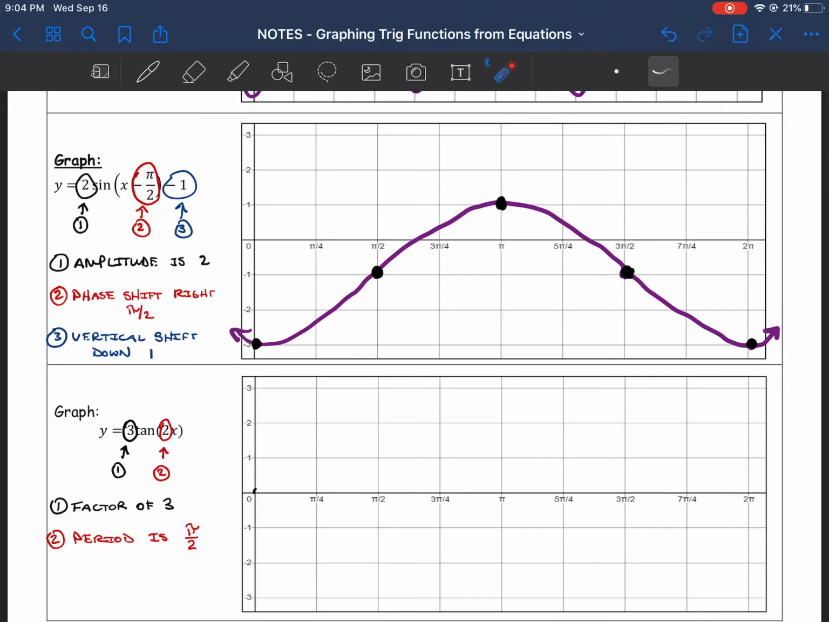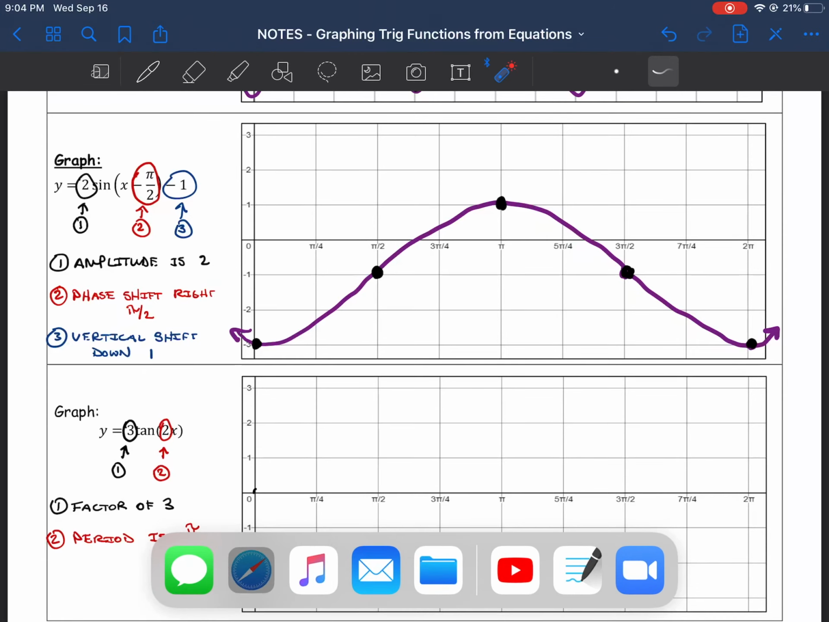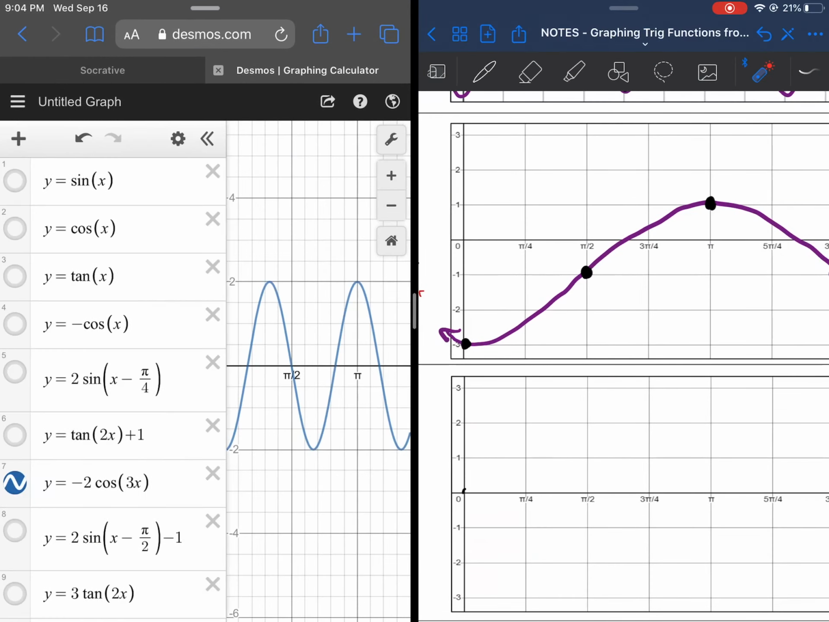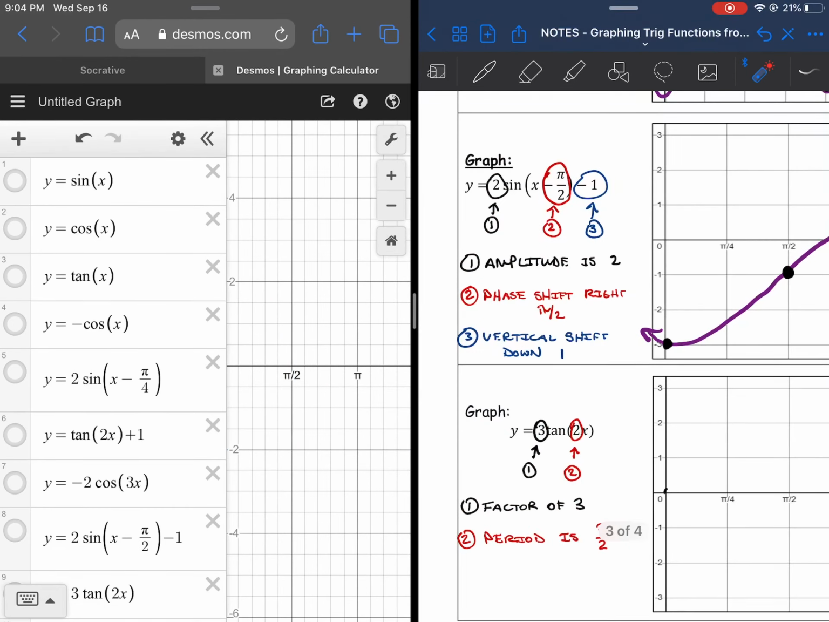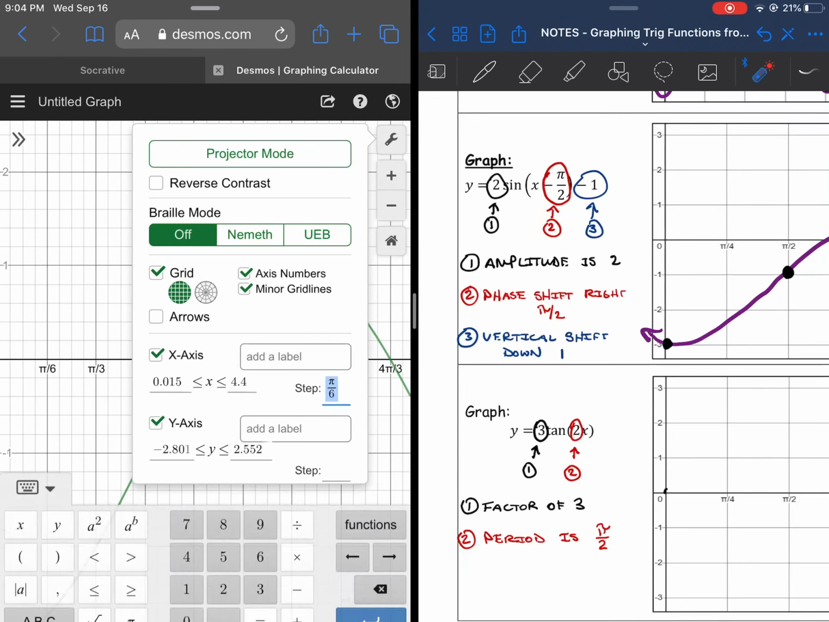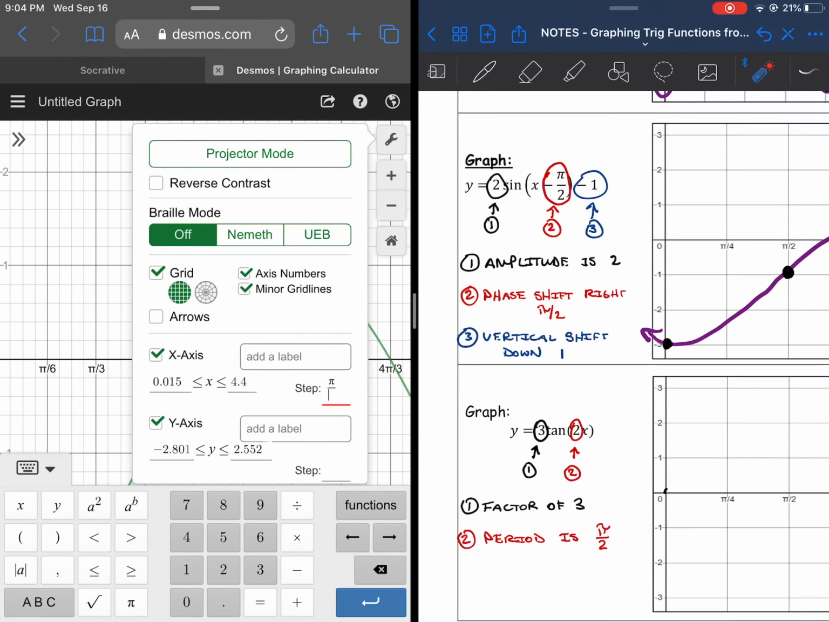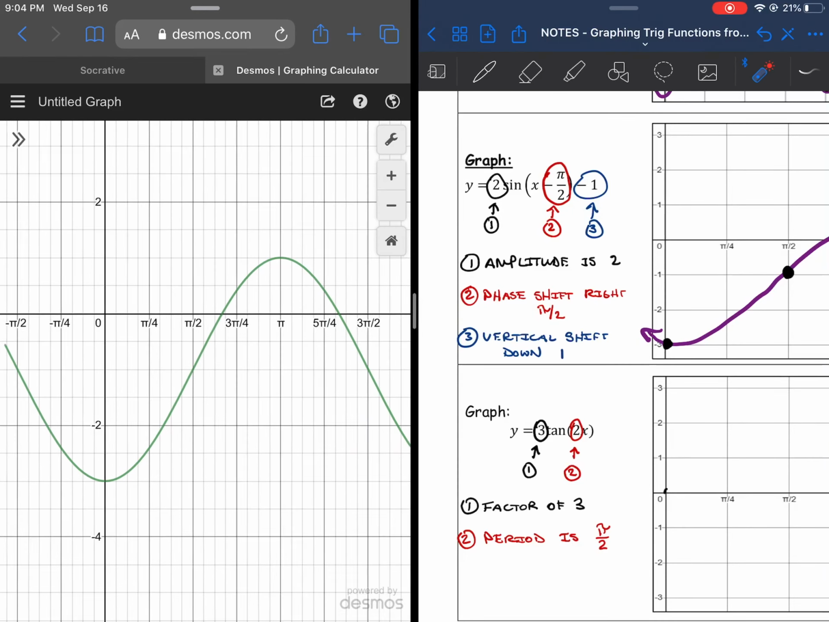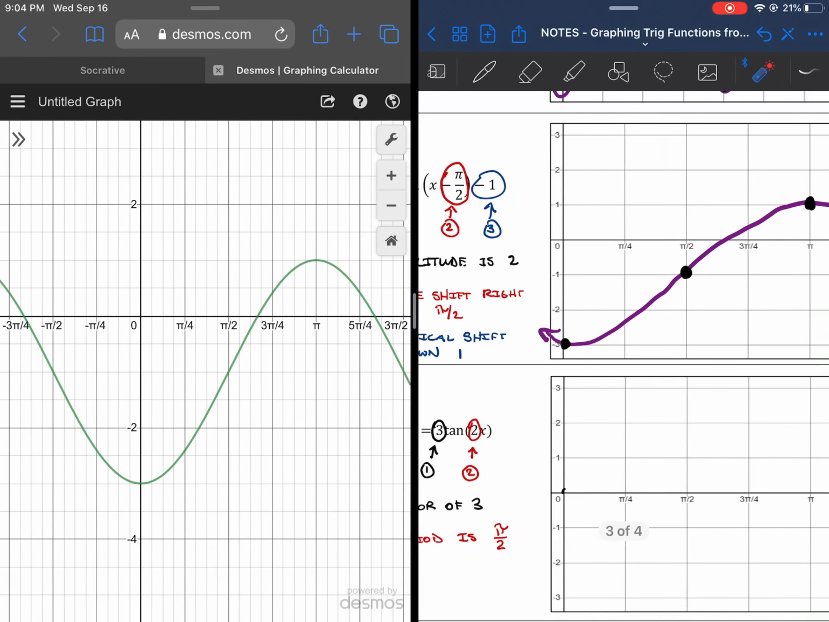But once again, it's a good idea to go ahead and check in Desmos just to make sure. So let's check this in Desmos. Let's go ahead and hide this graph. Let's graph now 2 sine of x minus pi/2 minus 1. And let's look for these points. Let's change the step again to pi/4. So erase that, step to pi/4. And let's see if we can see these matching points.